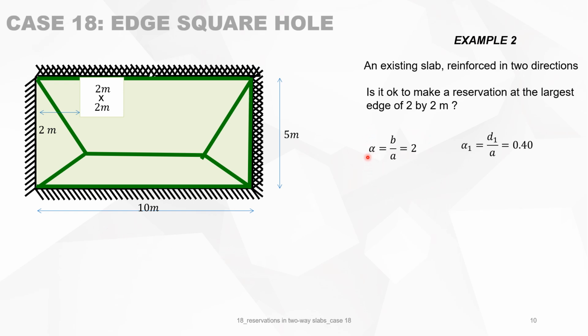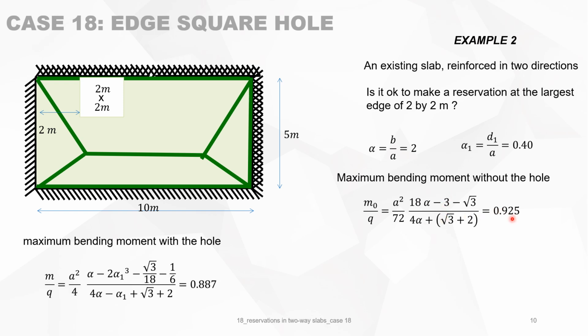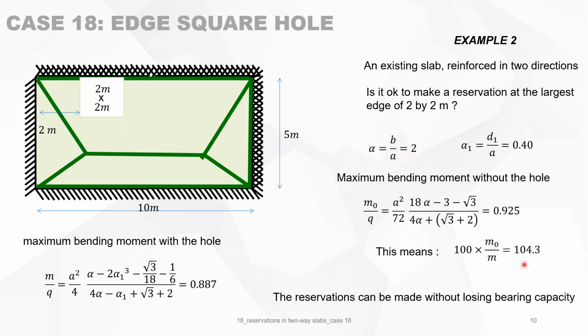So we know the parameter alpha, b over a, is 2, because 10 divided by 5, and alpha 1, a1, is 2 divided by 5, so it's 0.4. And we can calculate now the maximum bending moment without the hole, but we don't know the load to calculate it for, so we say m0 divided by the load equals a value that is only dependent on geometric characteristics, 0.925. And then the maximum bending moment with the hole, we can calculate this, and it's 0.887. So this means that the bearing capacity by making a reservation like that is 104%. So you can make a reservation of 2 by 2 meters without losing bearing capacity of the slab.